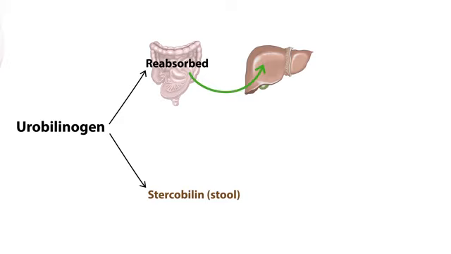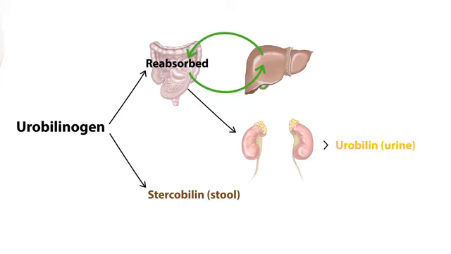We call this, importantly, enterohepatic circulation, and it allows for important recycling of bile acids to reduce the metabolic demands of digestion. A tiny amount of reabsorbed urobilinogen isn't captured by the liver and ends up in the kidneys, where it is converted to urobilin and excreted in the urine, and this is what makes urine its characteristic yellow color.